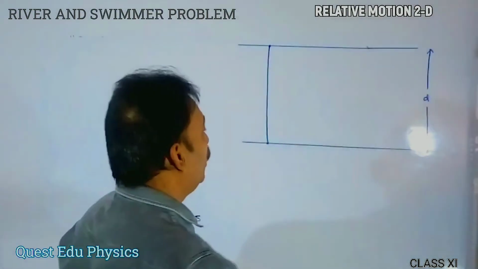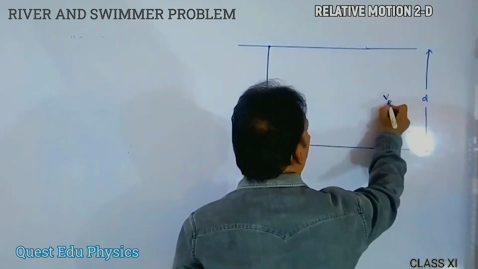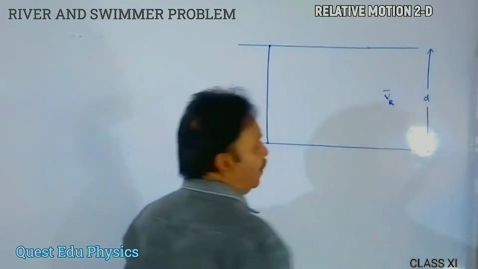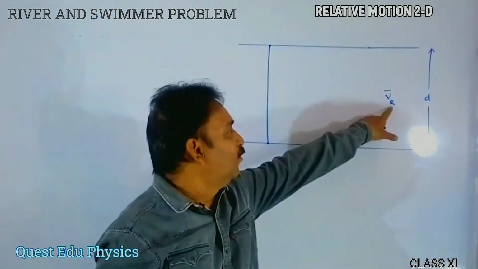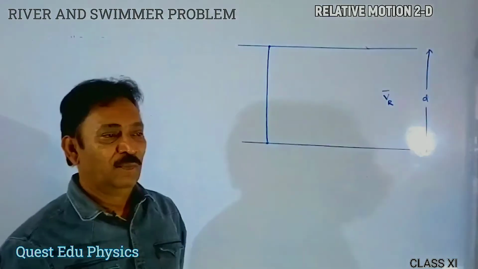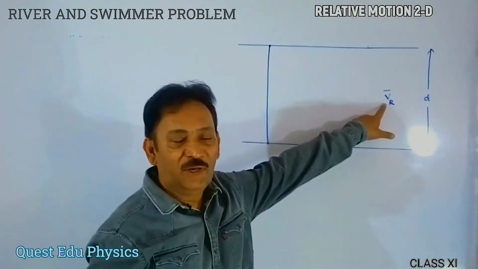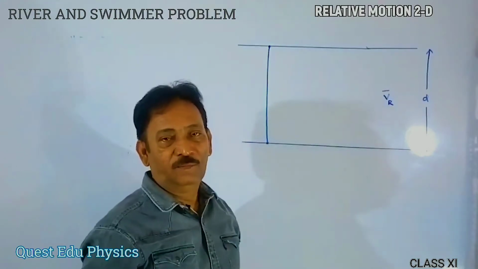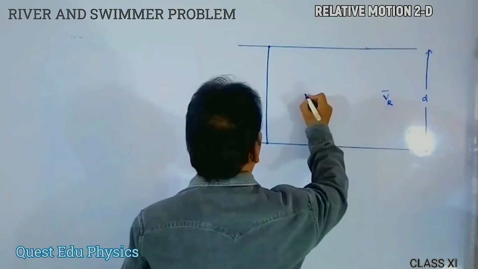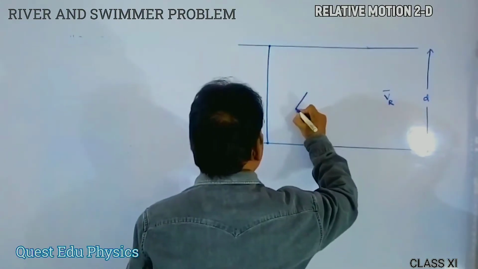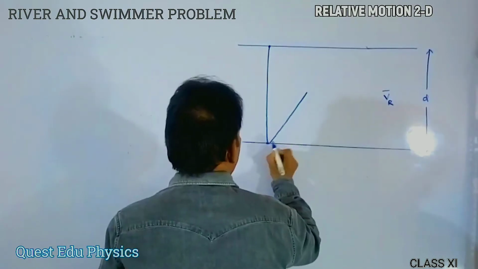And the river, this one, the river is flowing with the speed of VR. Means the velocity of the river with respect to ground. Here we are taking the ground reference. The velocity of the river with respect to ground. In the same way, just imagine a person jumped into the river. I am showing here.